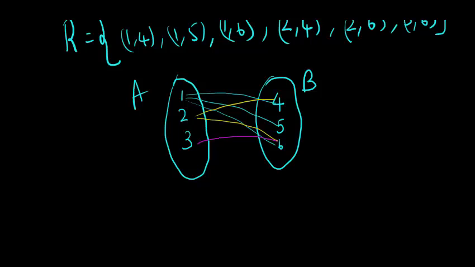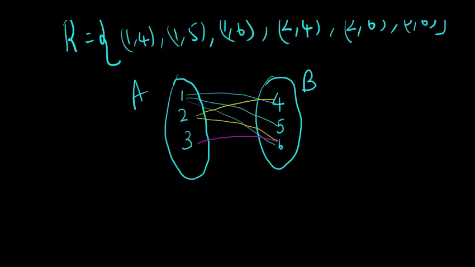Okay, so now we're going to define something known as the domain, the codomain, and the range of a relationship R. Okay, the domain of this particular relationship R is simply the elements which belong to the first set and to the relationship R.